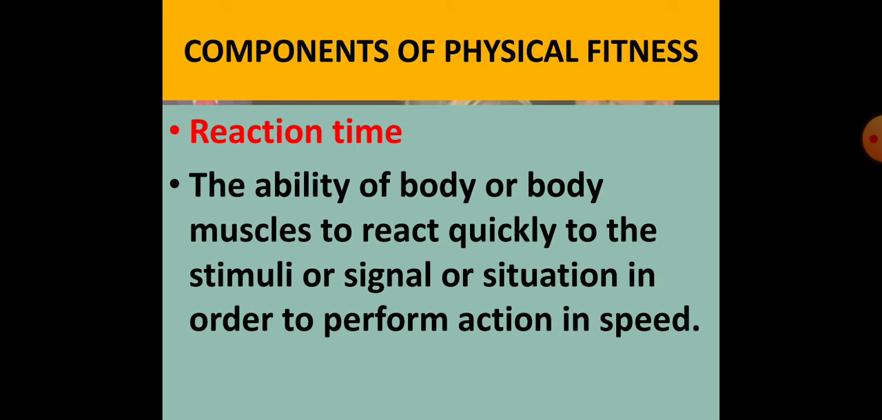Simple reaction ability is the ability to react quickly, in a determined manner, to a known signal. We know the signal and how we are reacting to it. For example, the reaction of the racer at the start of a sprint race is already known to the racer. So the racer knows how to start before the race.